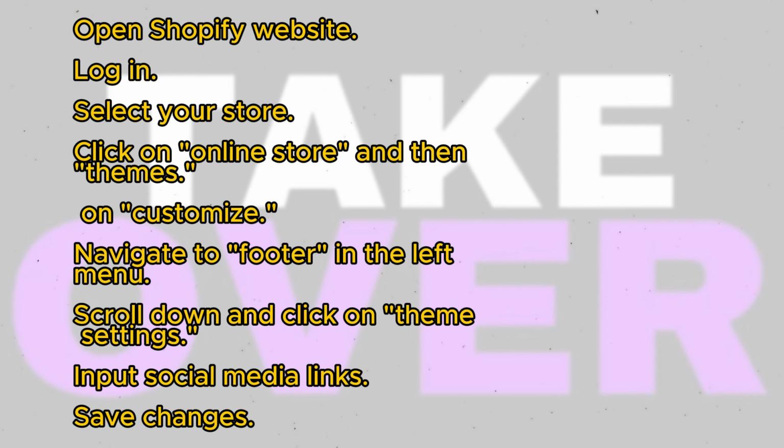Click on Customize on your online store theme. Now click on Footer in the left menu, which will open a menu in the right corner. Scroll down until you see Theme Settings and click on it. Here, you'll find options for social media links.